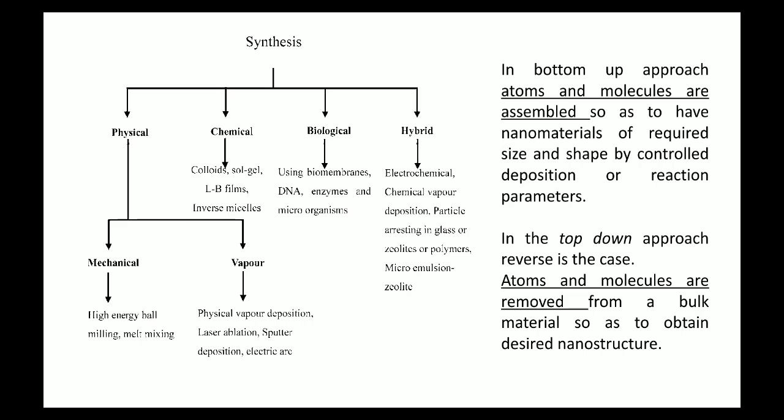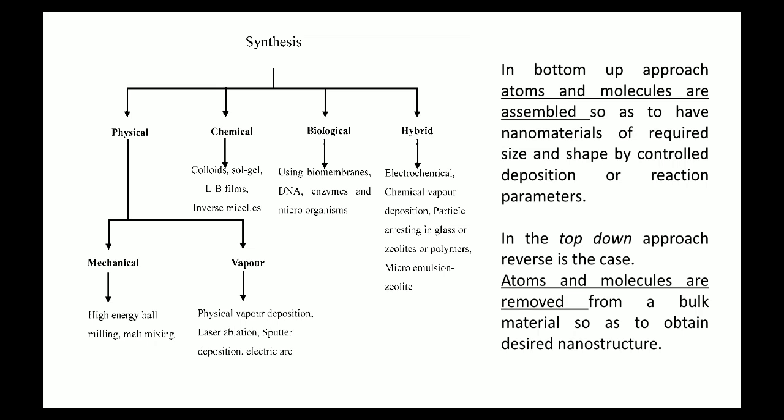The second one is chemical. In a chemical way, we are able to make the nanomaterials by using colloids, sol-gel method, LB films, and inverse micelle. These are the techniques which come under the chemical way of synthesis of nanomaterials. What are the biological methods? Using biomembranes, DNA, enzymes, and microorganisms.